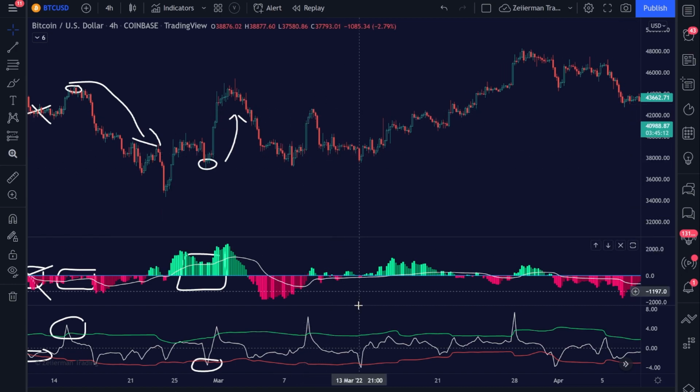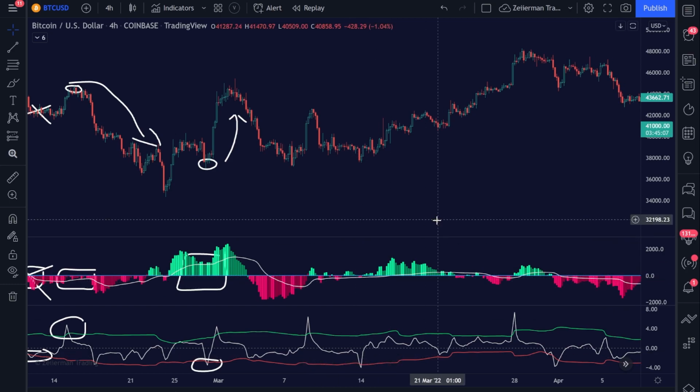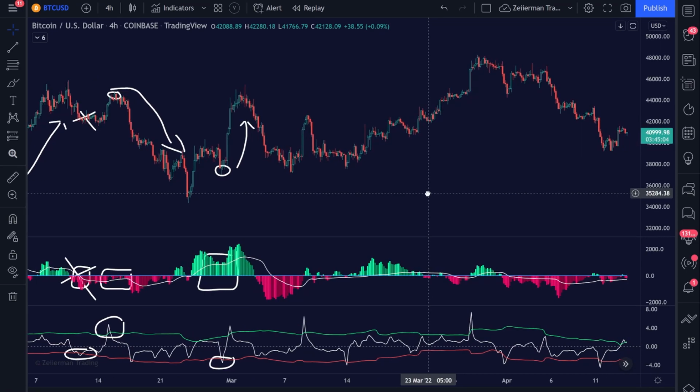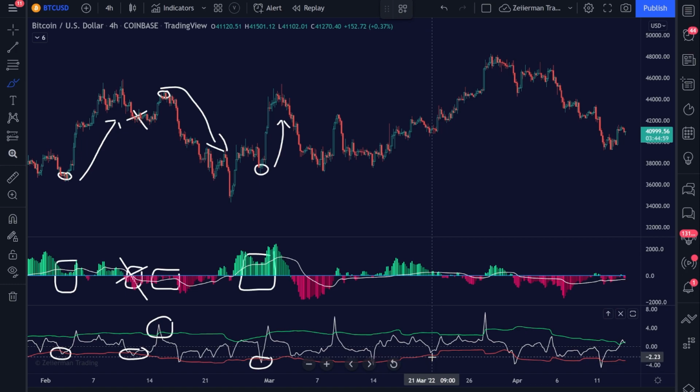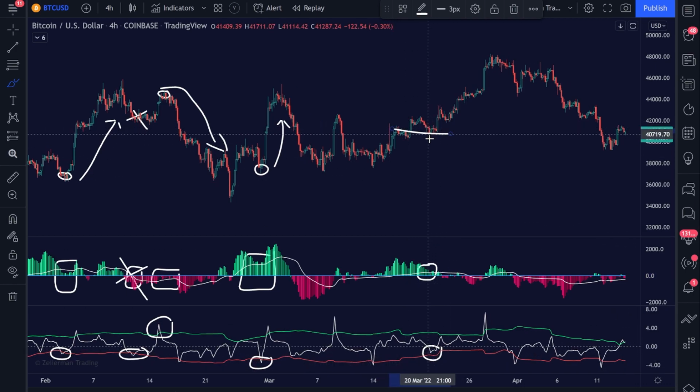Let's see if we can find another one. This is not the valid long setup since we have negative volume. Let's see. Maybe this one can be valid. Yeah, we can see that the volatility impulse indicator peaks down towards the lower band, and at the same time we have positive volume delta. And if you are an aggressive trader, you can take this long entry when it approaches the lower band at this level right there. And up it goes.